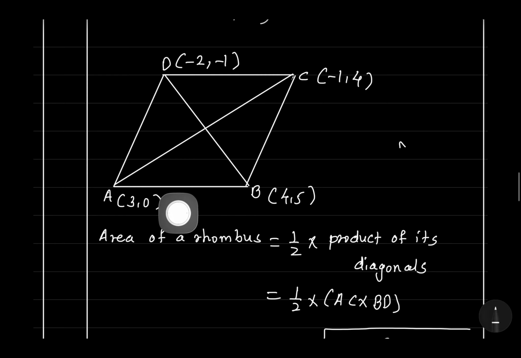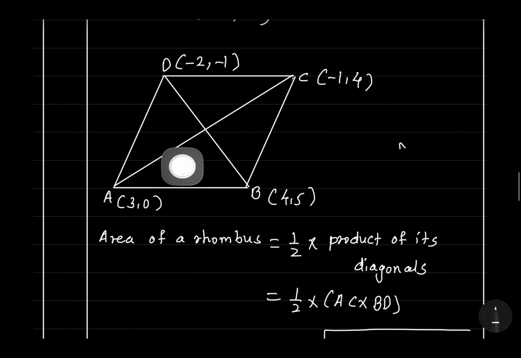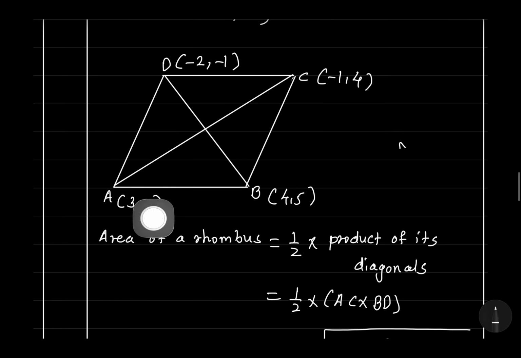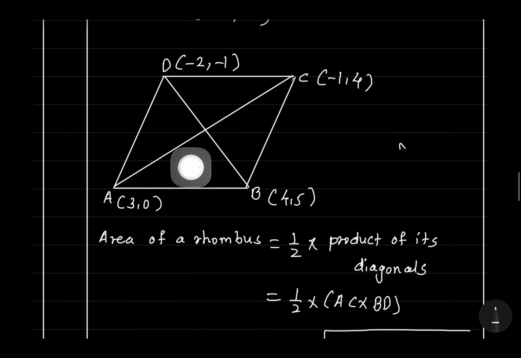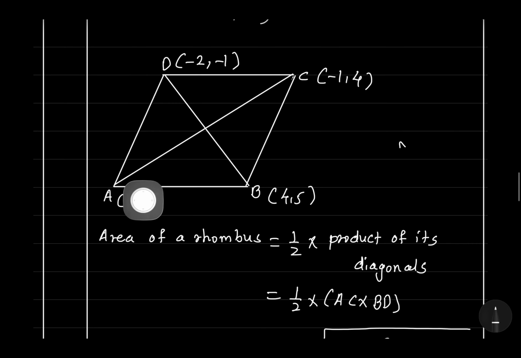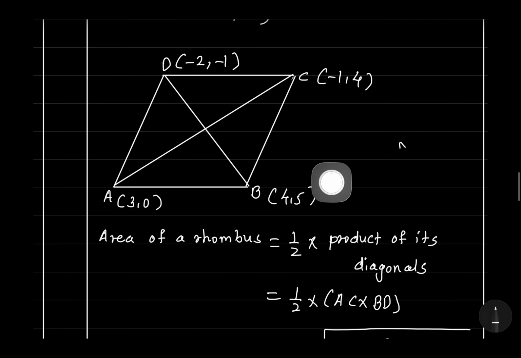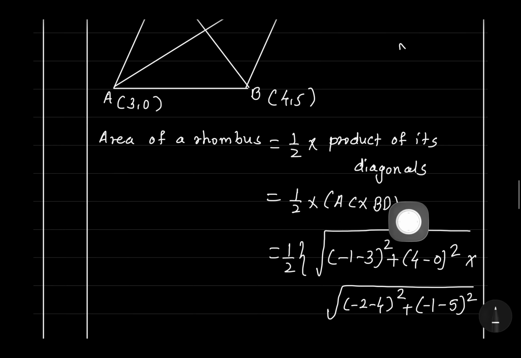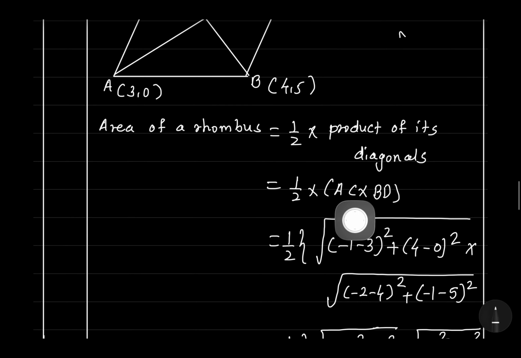All 4 points and their coordinates are there. Then we have to find AC. Here the coordinates are given, so with the distance formula we can find the distances AC and BD. Then we put them into the formula and we'll get the answer here.